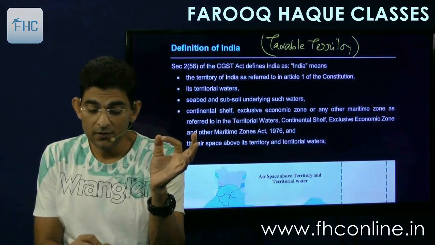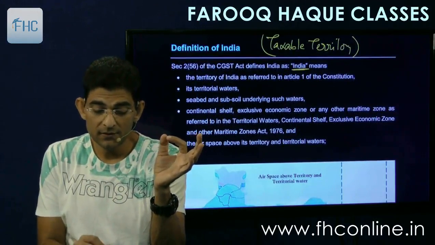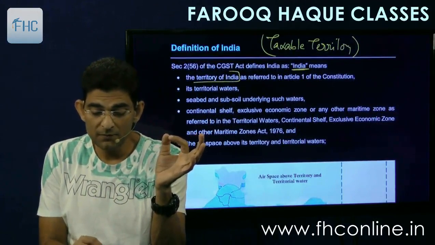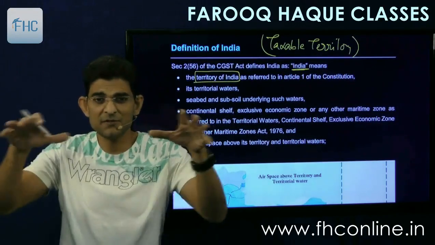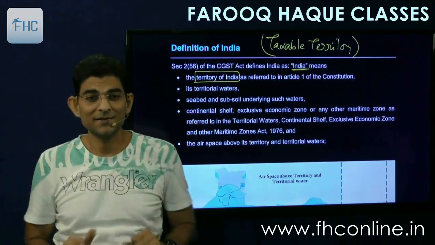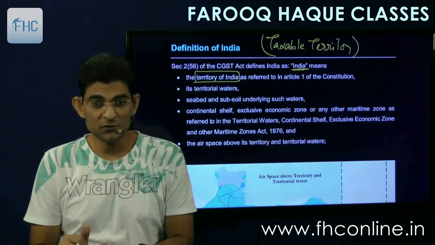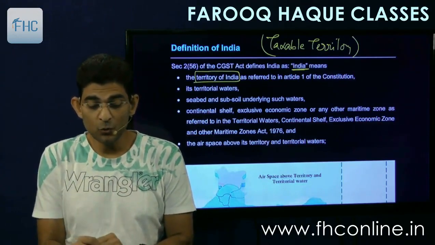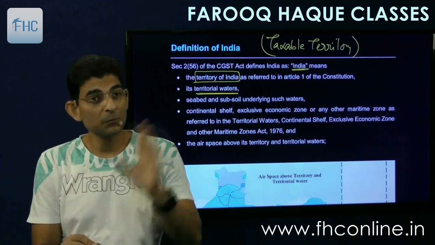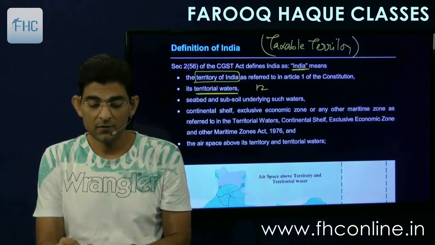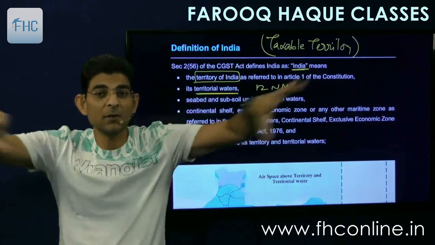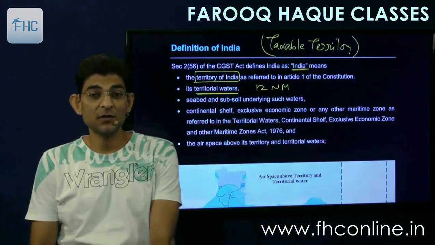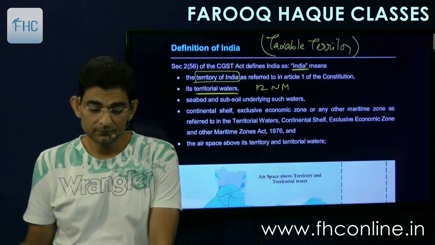First of all, India means territory of India. Territory of India means the land mass of India. All the land mass that we see, that is the territory of India, including Jammu and Kashmir. Then its territorial waters. Territorial waters extend up to 12 nautical miles into the sea. The sea water up to 12 nautical miles is territorial water. So that is also India.